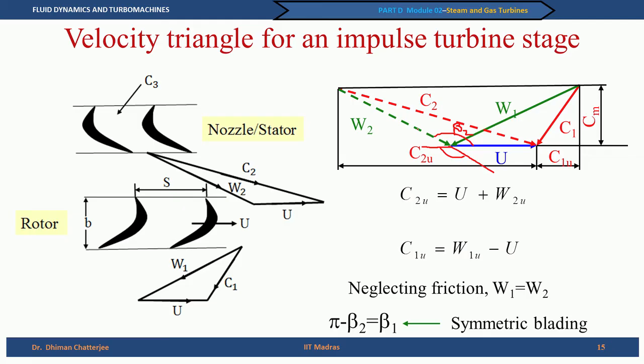So, please note that this is the sign convention we have used, and because of this sign convention the symmetric blading condition gives me pi minus beta 2 equal to beta 1. If you had followed any other convention of the blade angles, then this relationship will be changed, but still you should get the symmetric blading, because the velocity triangles we are talking about are the same, only the angle representation is different.